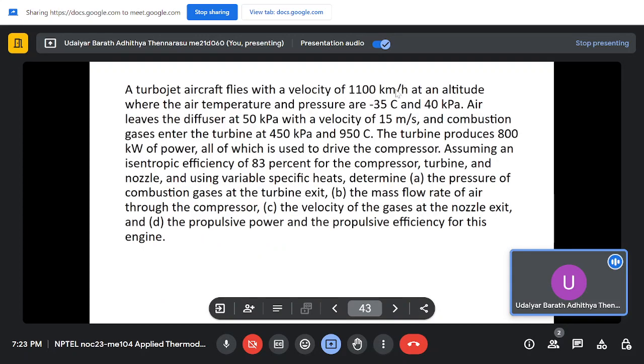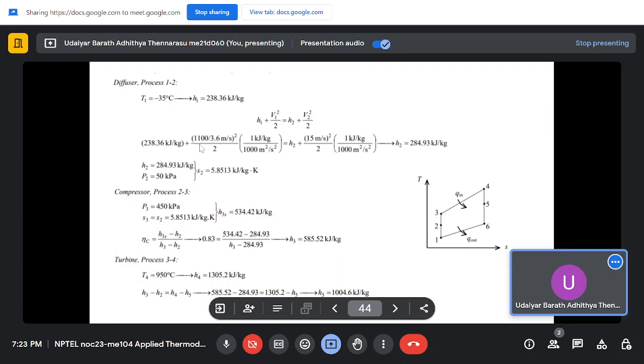Substituting, we know the aircraft velocity is 1100 km per hour, so we know the air velocity at state 1, and we also know that the velocity at the exit of the diffuser is 15 meters per second. 1100 kilometers per hour has to be converted into meters per second, so 1100 divided by 3.6, or 1100 into 1000 divided by 3600. Substituting those values, we find h2, the enthalpy at state 2, as 284.93 kilojoule per kg.